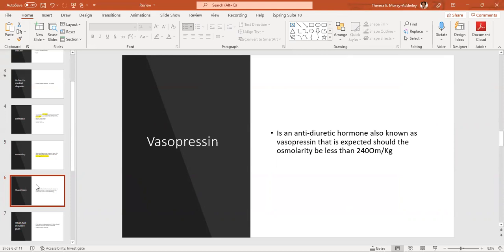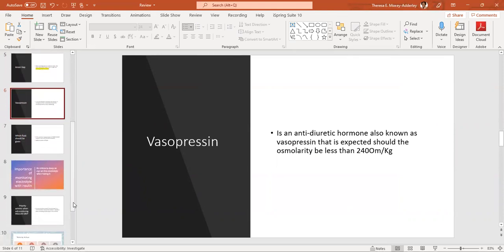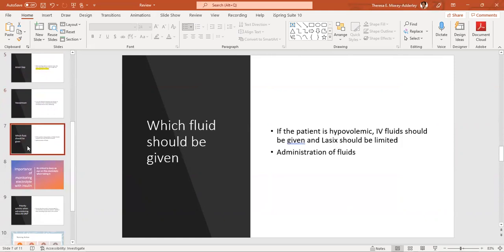No. Please, that group that did this, please go and look up your indications for vasopressin. All you have to do is Google it. It's there. Or if you don't have a textbook, or if you didn't read your textbook, which fluid should be given? This is a response that students gave again.